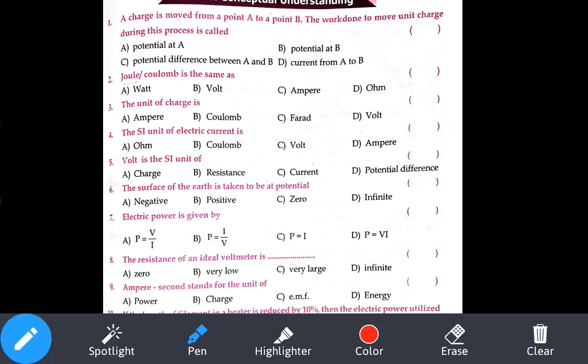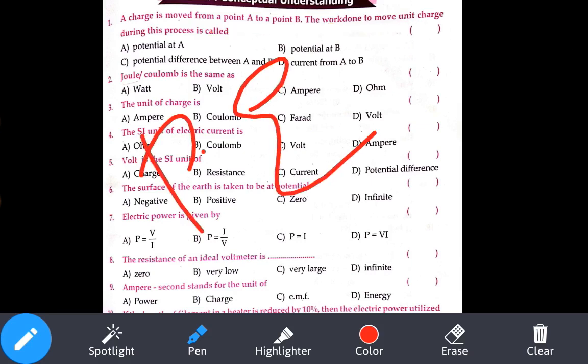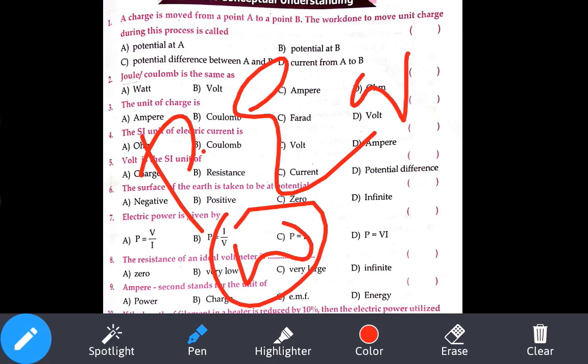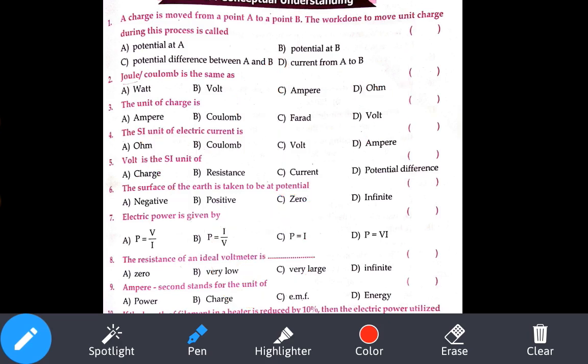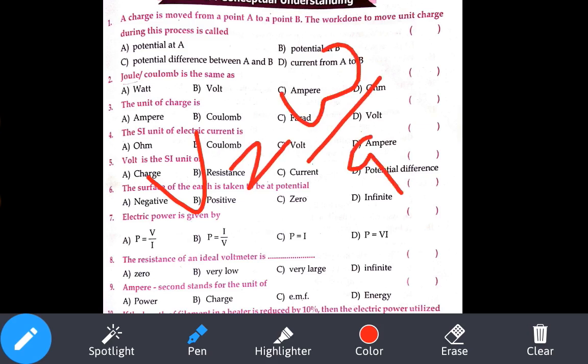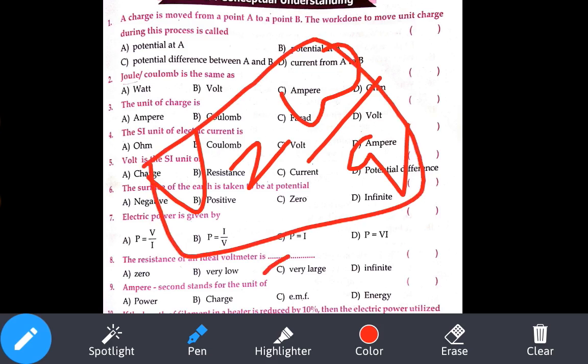So see the first question, what they have given: a charge is moved from point A to point B. The work done by the unit charge. So what is the definition of potential difference? Potential difference is the amount of work done by the electric force to move a charge from one terminal to another terminal. It is also called voltage. V is equal to the amount of work done by the unit charge to move from one terminal to another terminal. This is the formula: V is equal to W by Q. It is nothing but F into l by Q.